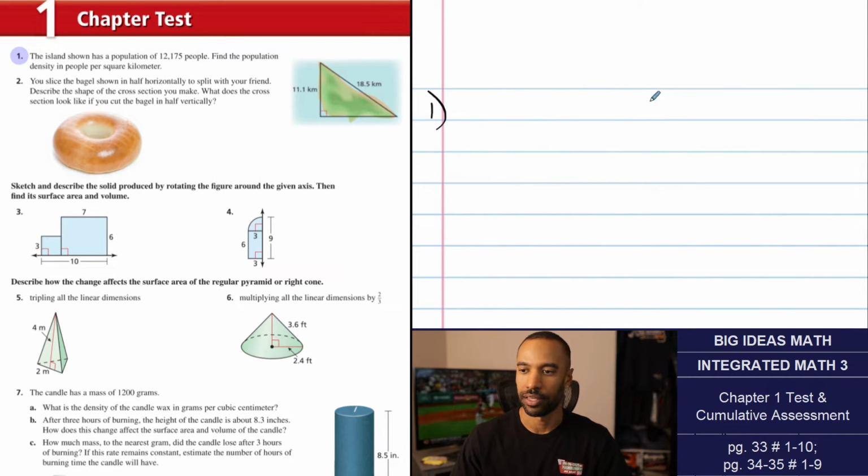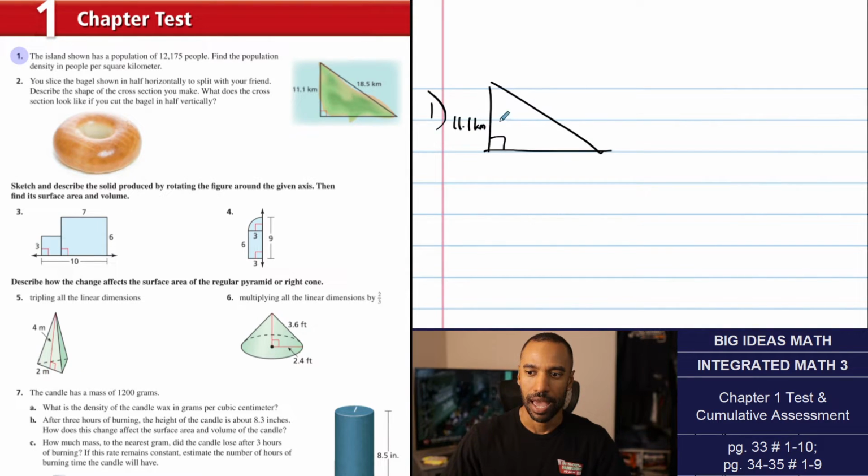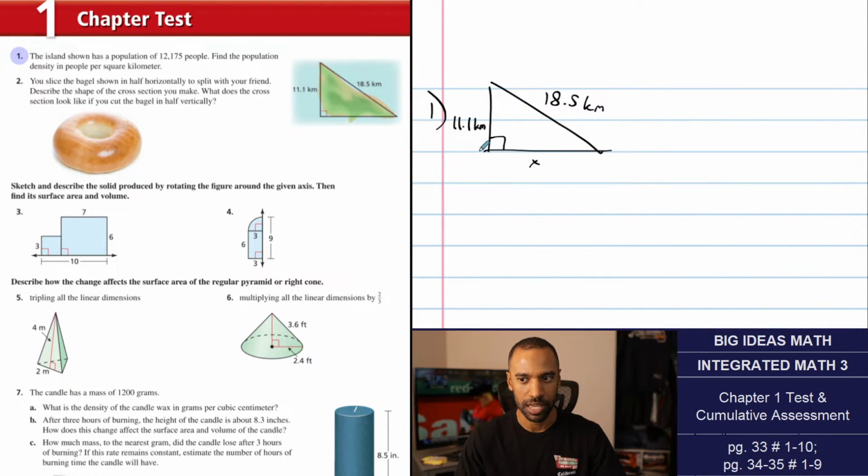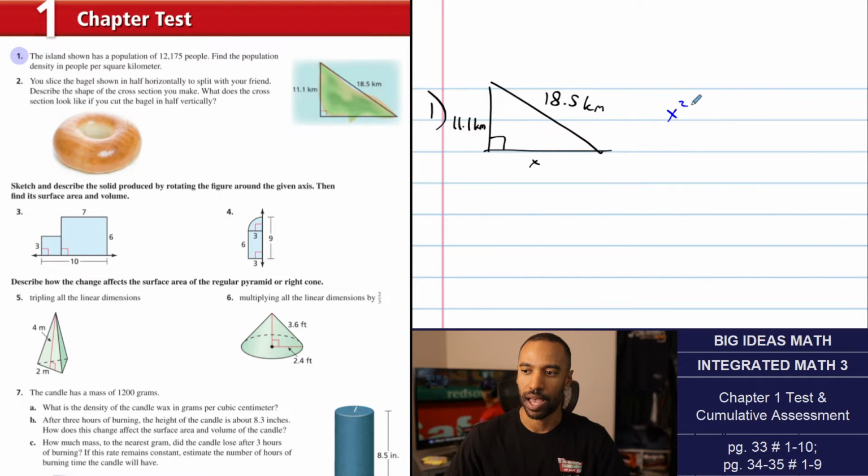Now in this island, we do have 11.1 kilometers as one of the side lengths, but this hypotenuse is 18.5 kilometers. It's not one of the values you need for area, though. We need to find this value here to get area. We need to do 1/2 of this times this, so 1/2 base times height, if you will. Not this number, but we need to use the Pythagorean theorem to get that. So x squared plus 11.1 squared equals 18.5 squared.